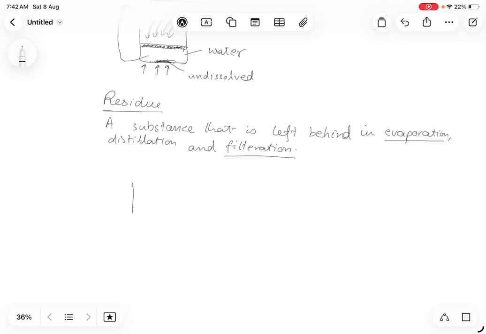So let's again go back to our example of water and salt. We have added some salt into this water. Now we want to separate them. What we do is we just heat it intensely. So this water is completely evaporated, and we are left with some patches of salt, or maybe some pieces of salt. This salt is known as a residue. All right, so this is a residue.